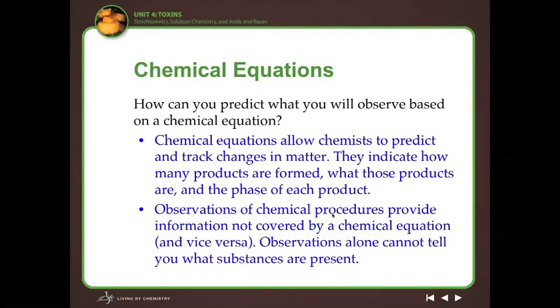Observations of chemical procedures provide information not covered by a chemical equation and vice versa. And observations alone cannot tell you what substances are present. You need that chemical equation to see what happened. When I showed that fizzing in the beginning, we saw gas being released, but we don't know what those reactants were or what was produced in that beaker.